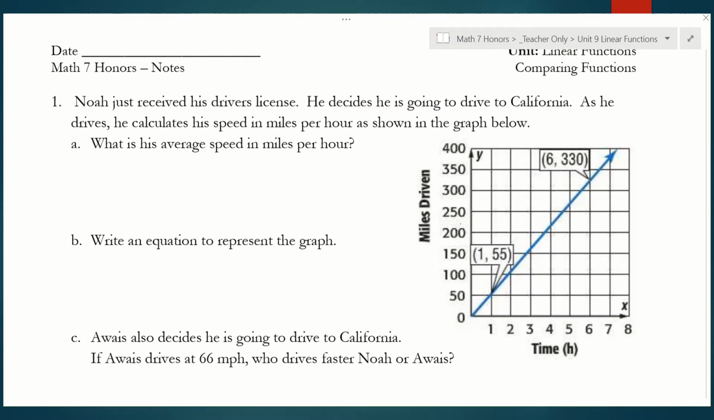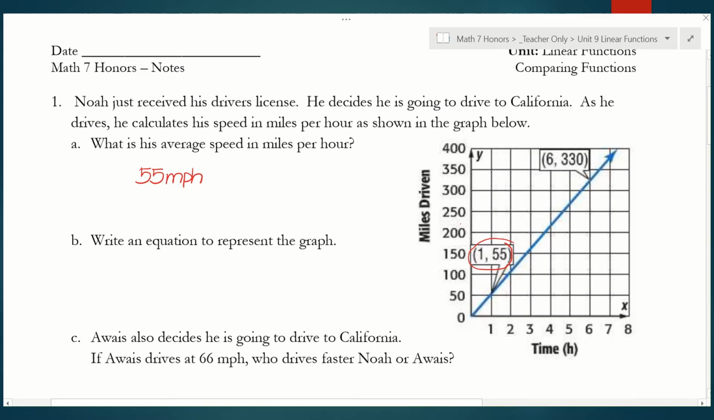Okay, so this actually goes back to our first couple lessons when we were doing interpreting functions. Looking at the graph, I can see that it's a proportional relationship because it's a straight line that goes to the origin. And so this point right here, 1, 55, is our unit rate, or our constant of proportionality, which also means it's our slope. So his average speed is 55 miles per hour.